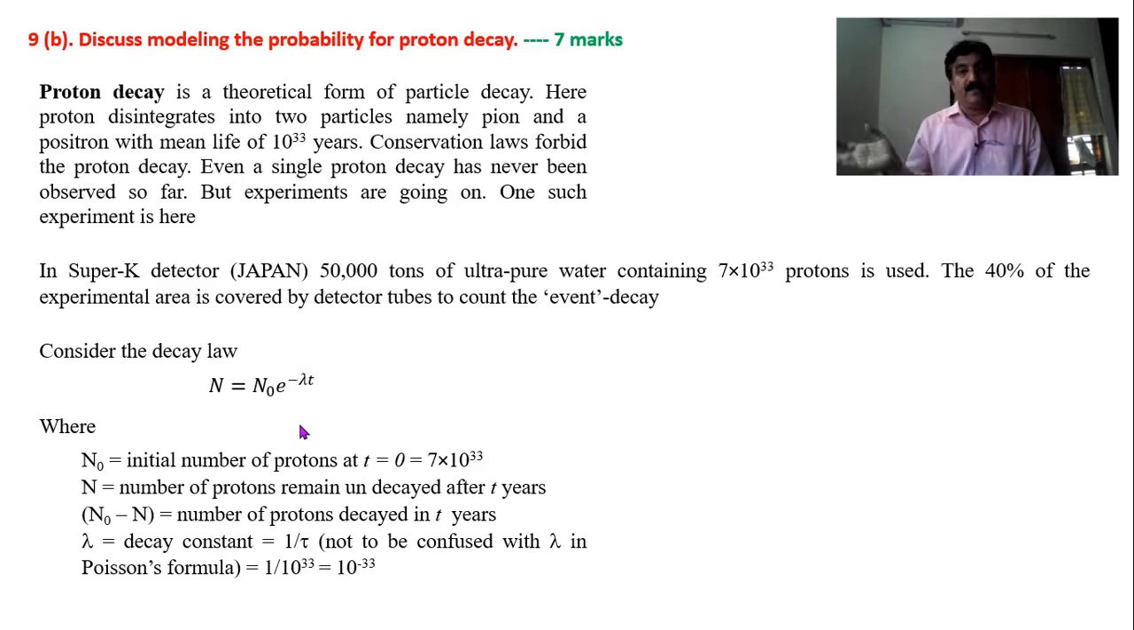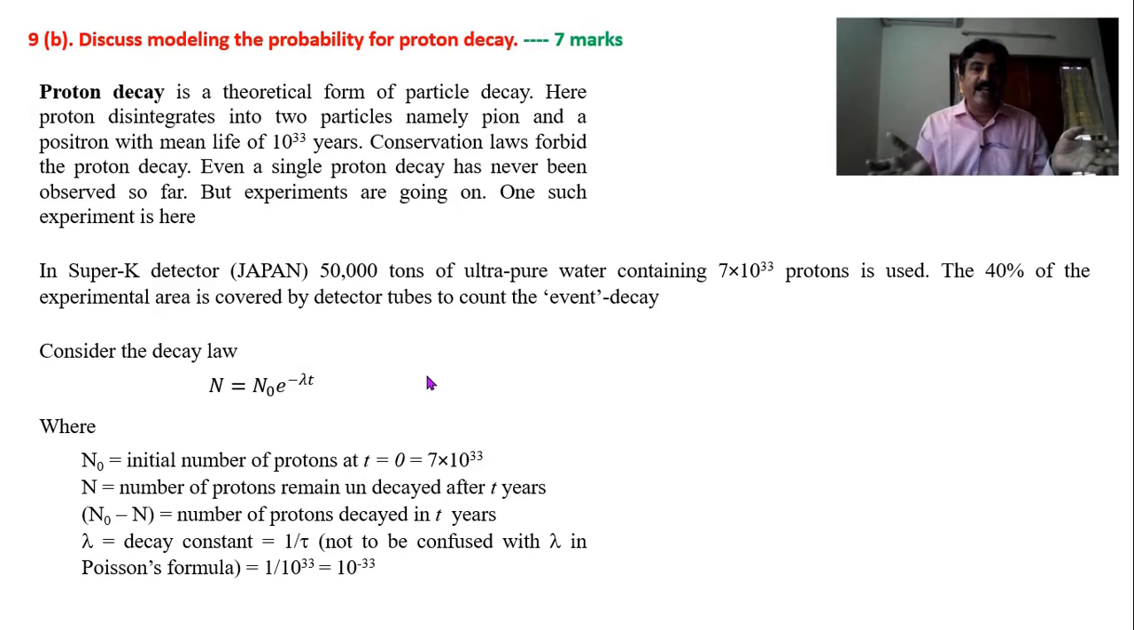Tau is 10 power 33, so lambda is very small, 10 power minus 33. Okay, anyway, let me explain the terms. N naught is the initial number of protons, that is 7 into 10 power 33. T is the time interval during which n atoms remain and n naught minus n have decayed.